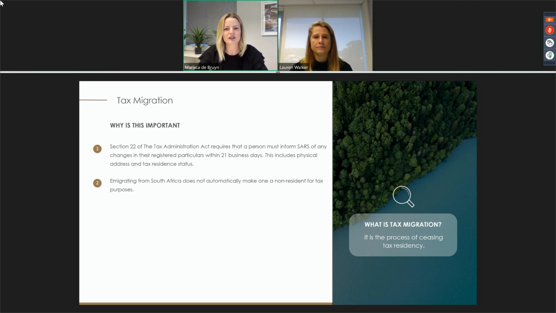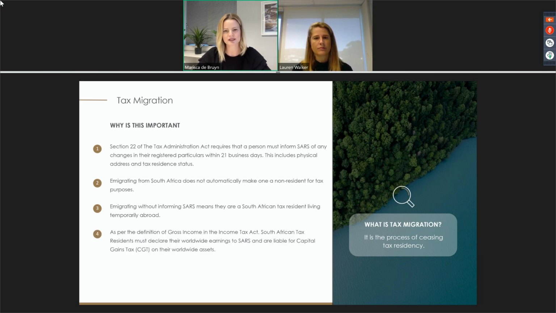Then also, emigrating from South Africa doesn't automatically make someone a non-resident. This is something that we get a lot, is people do think that they leave and then they are an emigrant, but that really only means that they are a South African tax resident living temporarily abroad. And why this is important to inform SARS is because in South Africa, we as South African tax residents pay tax on our worldwide earnings, and we pay capital gains tax on our worldwide assets. But non-resident taxpayers would only pay tax on their South African source-based income. So it's very important to actually take this step and to inform SARS, because then you completely don't need to inform them of your foreign earnings.